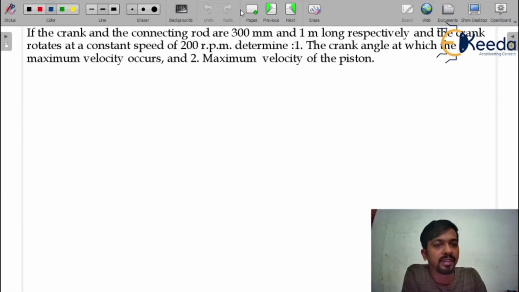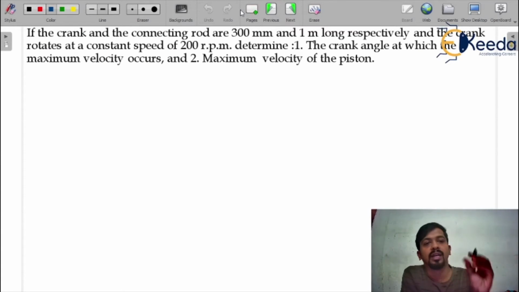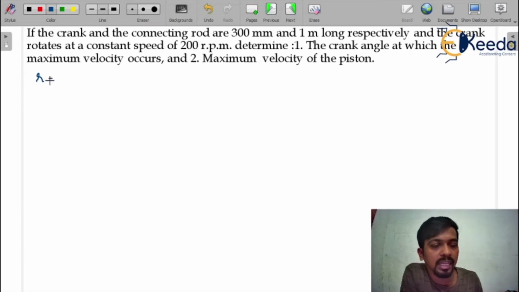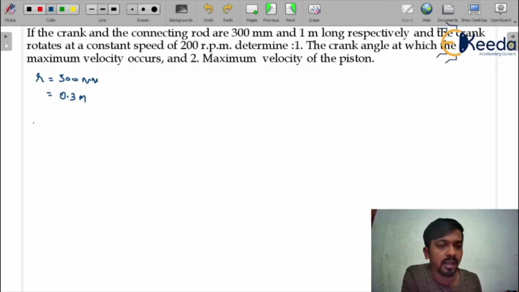In the question it is given that the crank and the connecting rod are 300 mm and 1 meter long respectively. So what is given in the question? The length of the crank is R, that is 300 mm. I can write it as 0.3 meter, since 300 mm means 0.3 meter. The length of the connecting rod is L, equal to 1 meter.